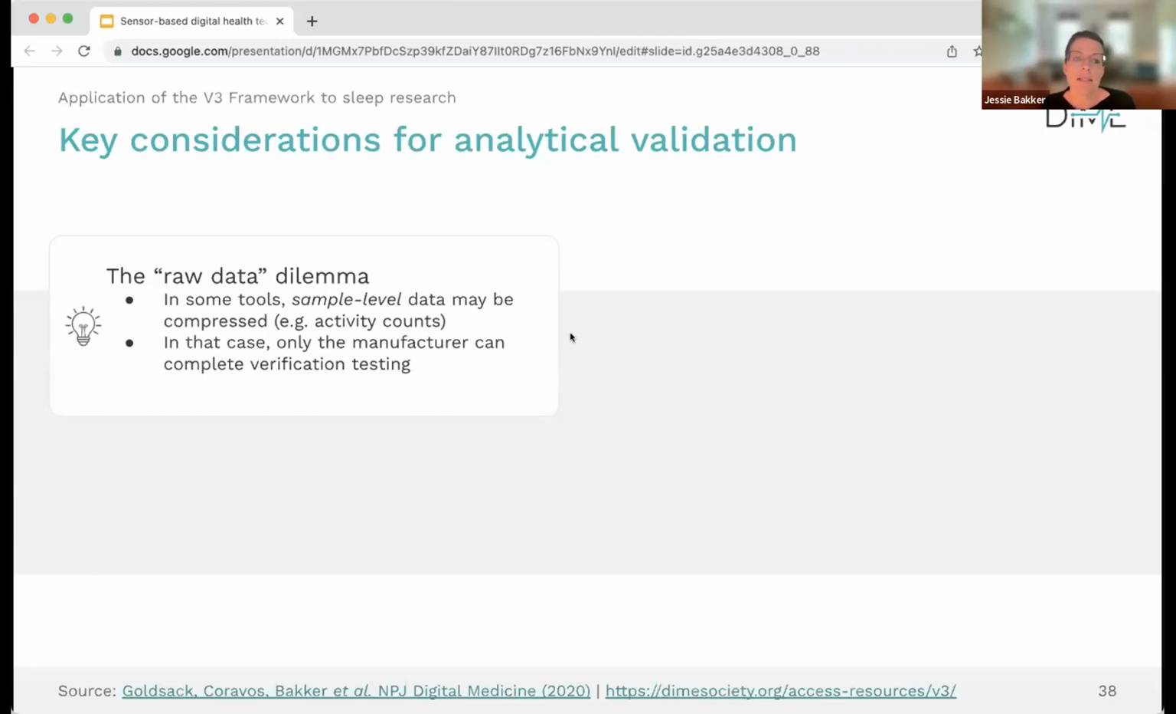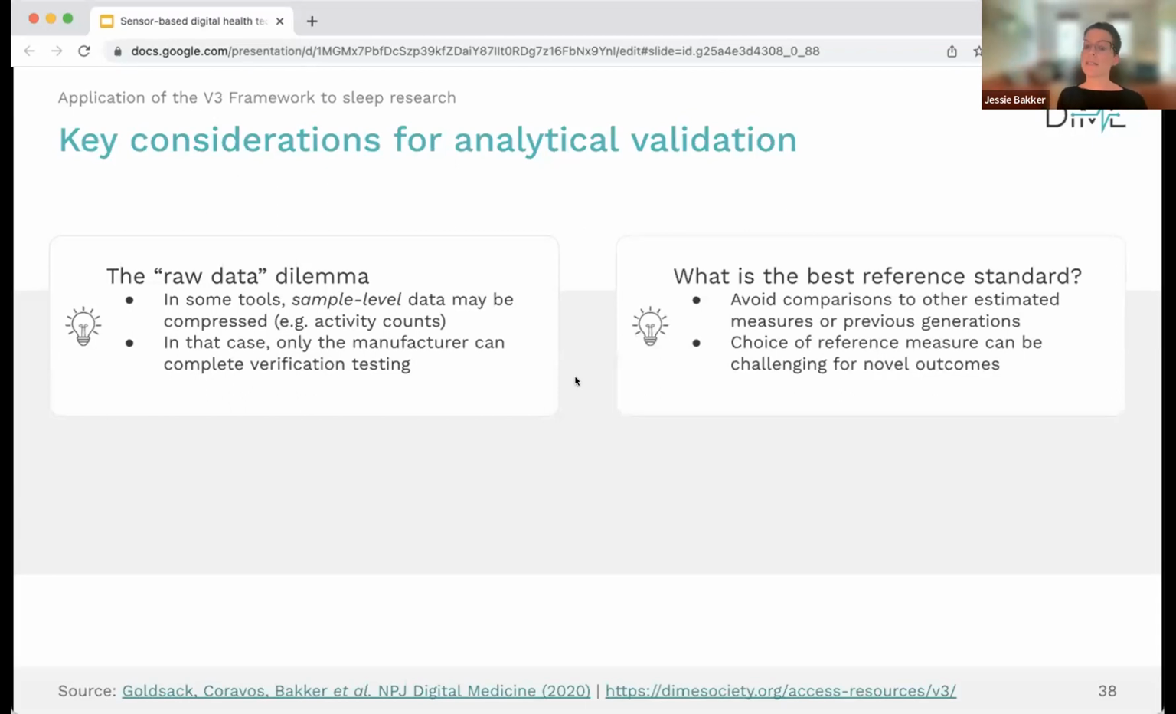So I mentioned earlier that V3 is considered a multidisciplinary collaborative process, and this is a good example. This is where a good dialogue and a good collaboration with a manufacturer of the device is key, because the manufacturer should be able to provide you with the results of their verification testing, summarizing the procedures that they adopted, as well as the performance threshold and their results.